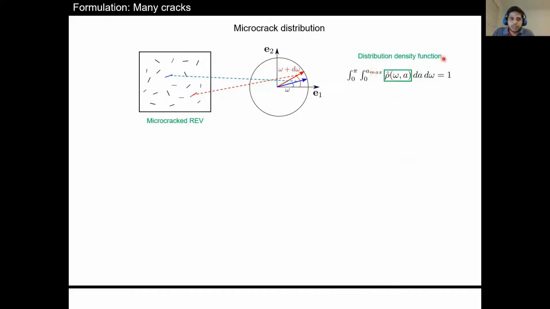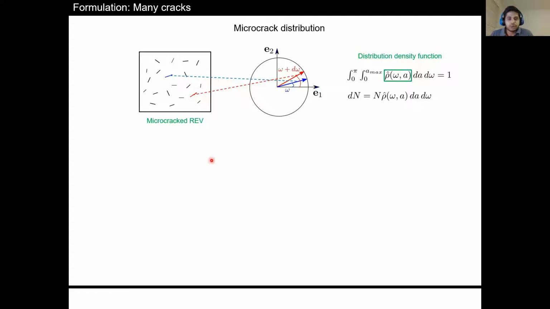It is a normalized density function so that the total value of the integration over all the sizes and directions is 1. Therefore, if the total number of microcracks in the REV is n, the number of microcracks between a direction omega to omega plus d omega and a size a to a plus da will be equal to this equation.